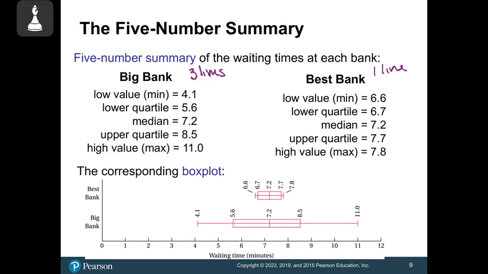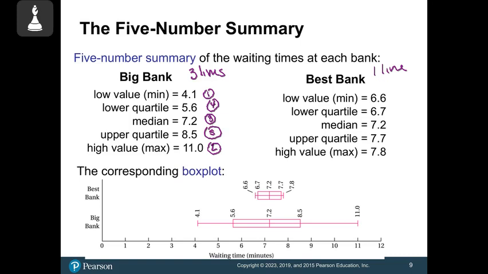So we found the median. So you'll find the min and the max first. You'll then find the median, and then you'll work to find your quartiles. So you'll find the lower and the upper quartile next. We did the same with Best Bank. And then you'll see below here is a box plot.